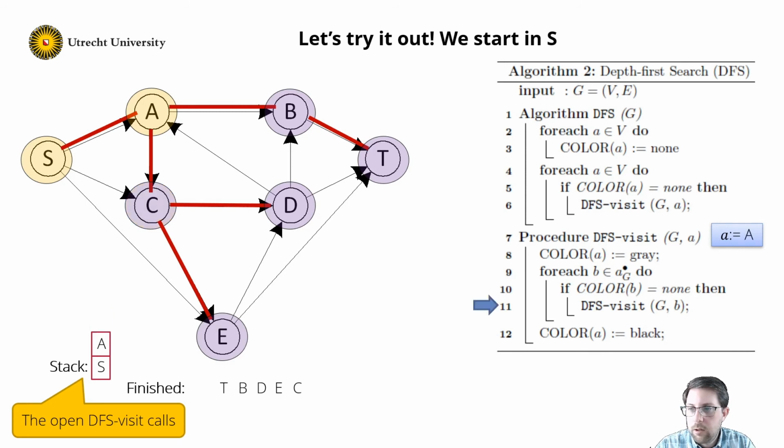Then I'm back in A. It doesn't have any children anymore that need to be visited, so I can color it black as well. And I remove it from the stack. And now I'm back in node S. And S also doesn't have any children anymore that are not visited, so I can color it black as well. So now I'm back in the DFS algorithm over here. There are no nodes anymore that can be colored, so the algorithm has been finished.